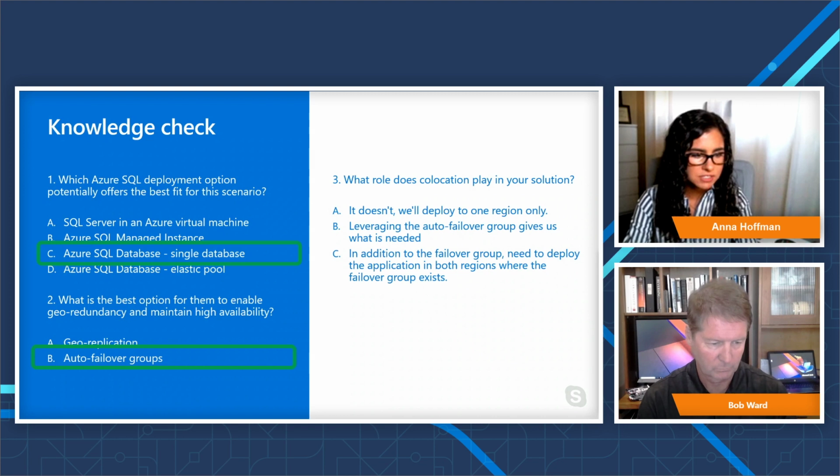Now, if we take a look at the third question, what role does co-location play in your solution? If I take a look at the answers, I'm seeing mostly C's, but also a few B's and one A.